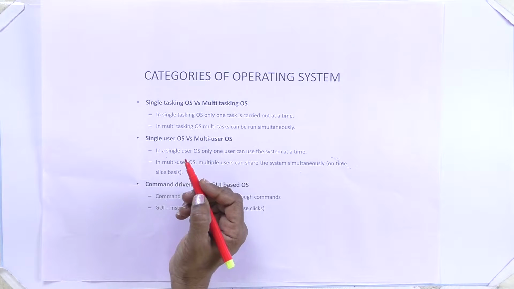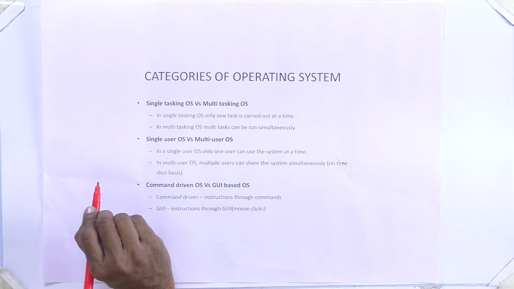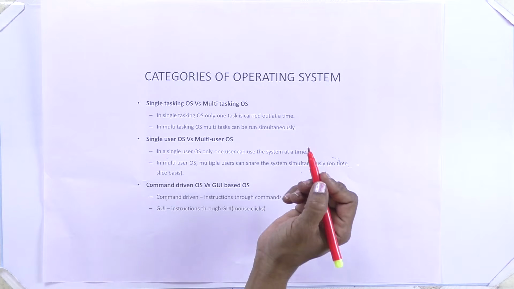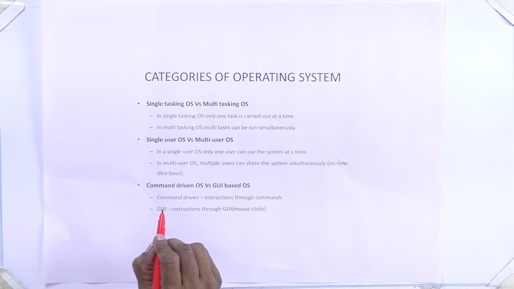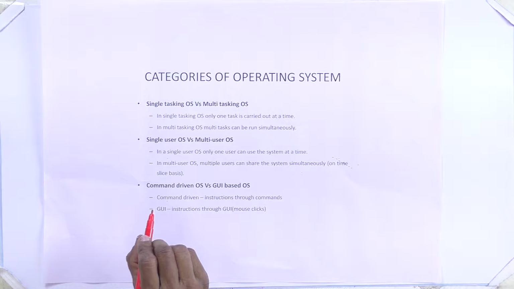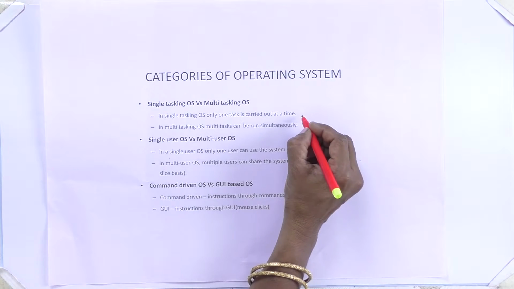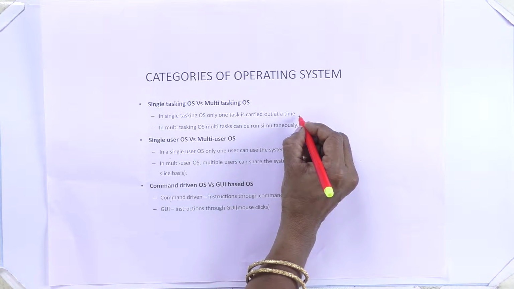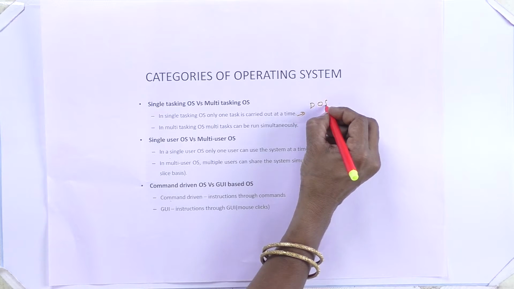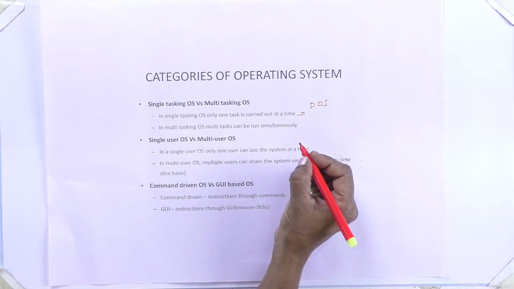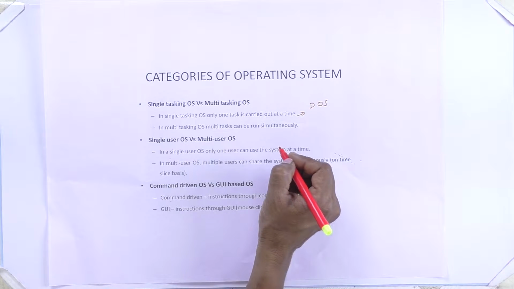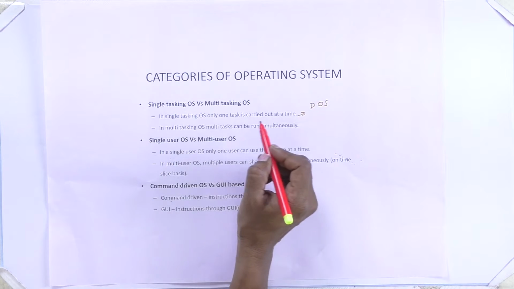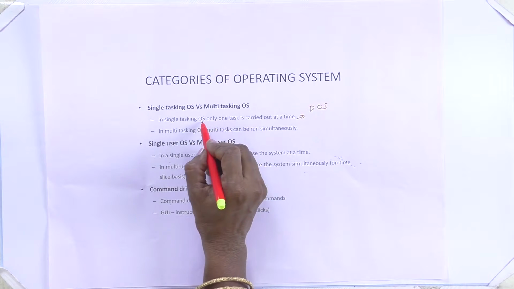Before going into detail about the architecture of the operating system, let us discuss the categories of operating system. The categories are single tasking versus multitasking. In a single tasking OS, only one task is carried out at a time. For example, in the DOS operating system, we have to give one command for execution. Only if we exit from that task can we go for the next task. That is an example of a single tasking OS.